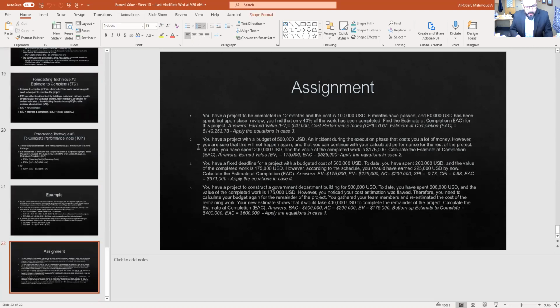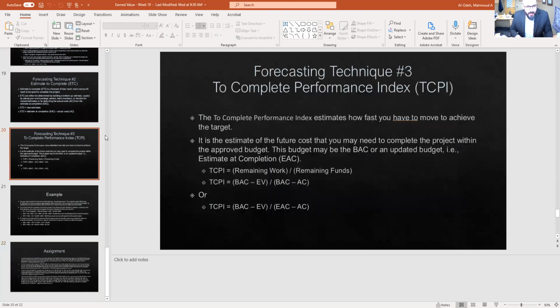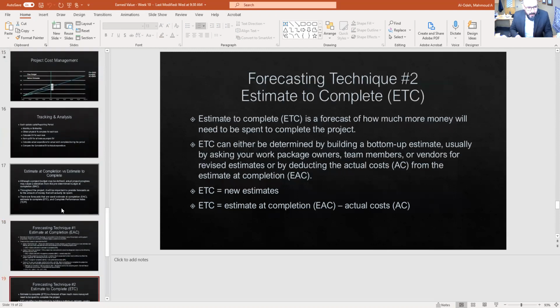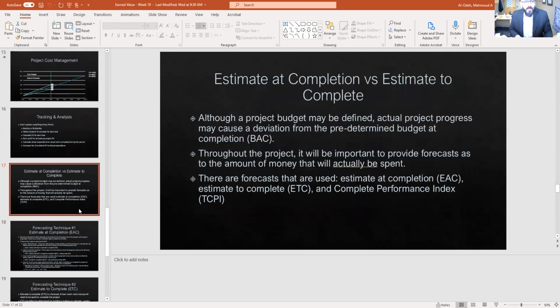Before we go ahead and start with these, we would like to go over the techniques that we've learned, the estimating techniques. These techniques are important to figure out the status of the project and what action you need to take in order to adjust the budget.